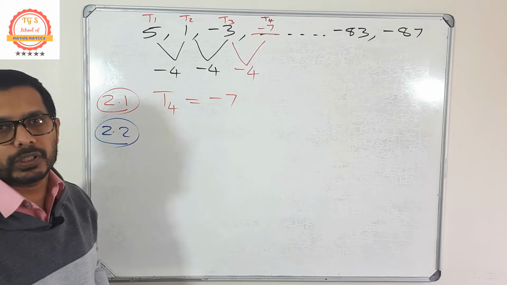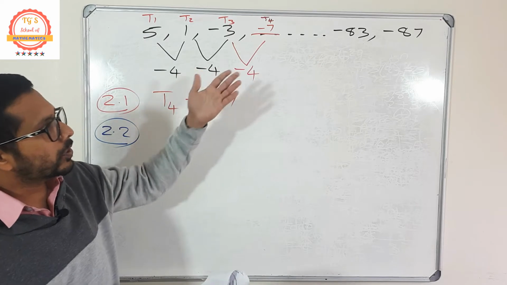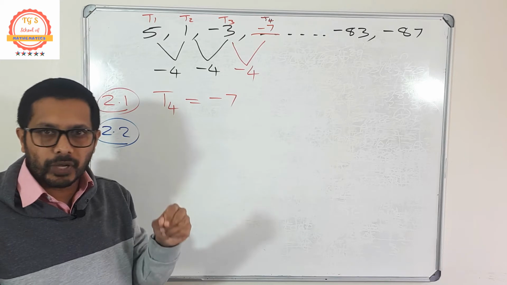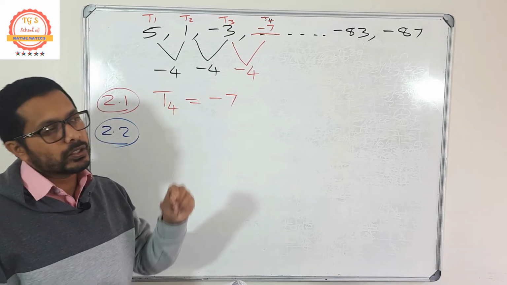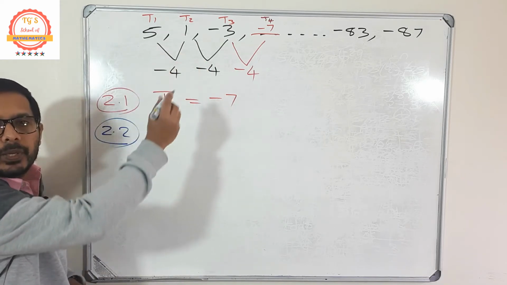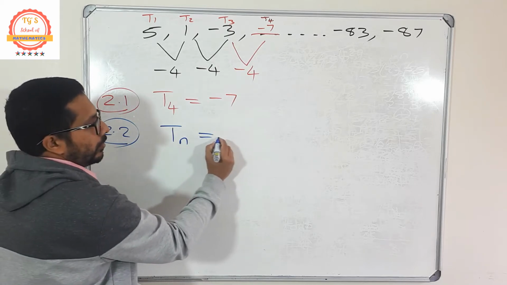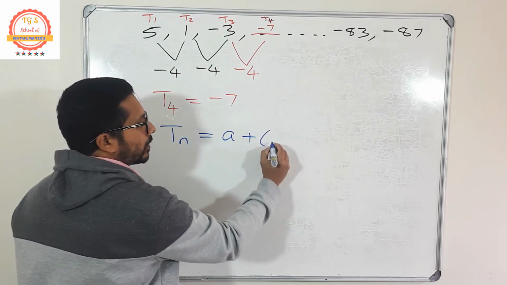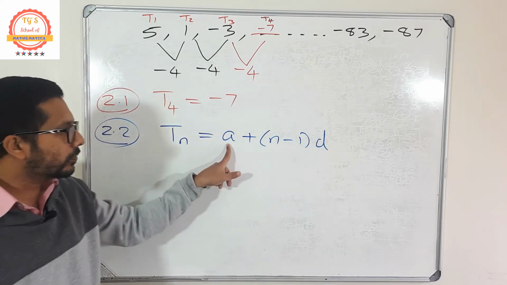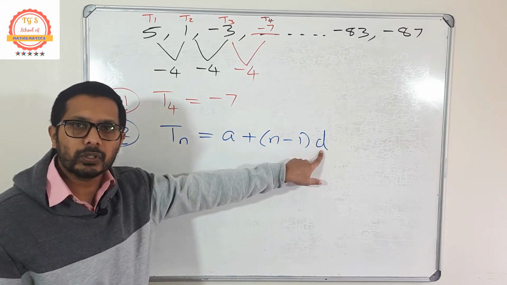How can you find that? This is also a grade 10 question. How many terms means you have to find the value of n. Since this is an arithmetic sequence, what is the formula to find the nth term Tn? Tn is equal to a plus n minus 1 into d. A stands for the first term and d stands for the common difference.